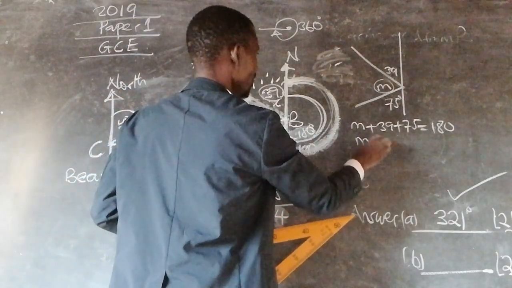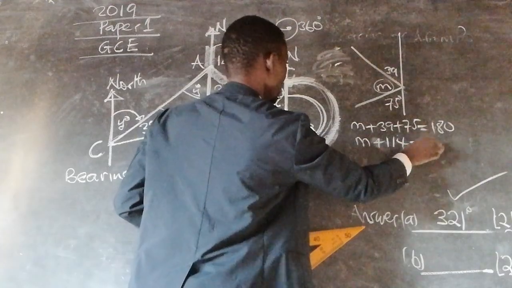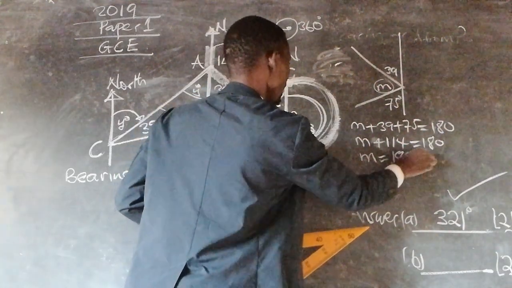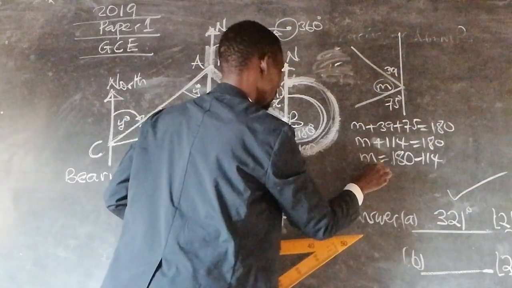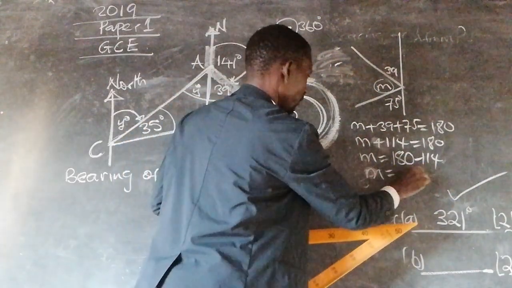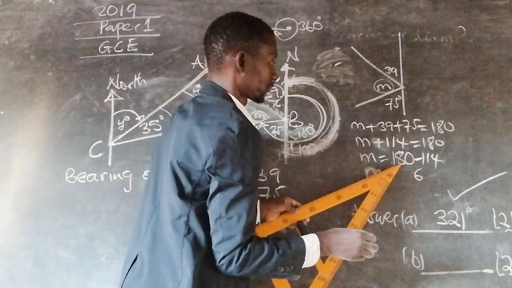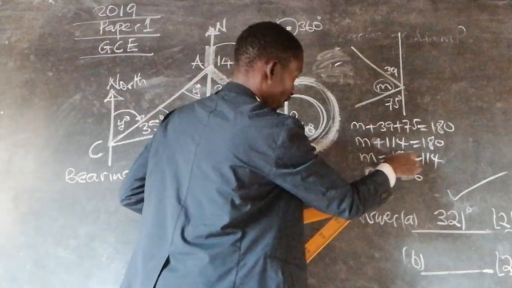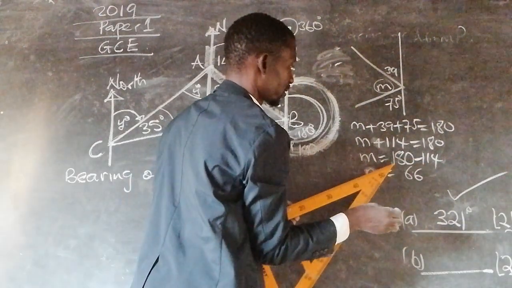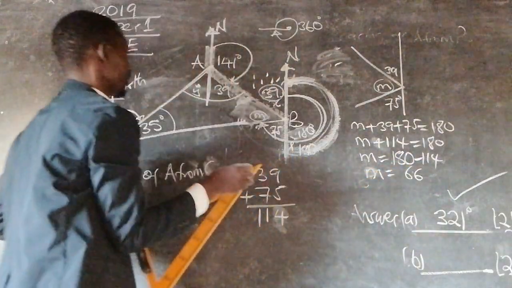So if this is M plus 114 equals what? 180. Let's get M. M is equal to 180 minus 114. So that's the difference. 10 minus 4 is what? 6. 10 minus 4 is 6. So this is 7 minus 1 is 6. Are we together? 66. 66 degrees. So this is 66 degrees.